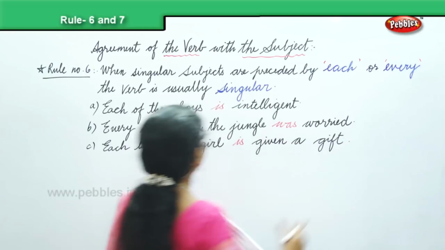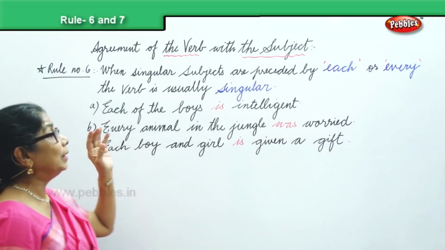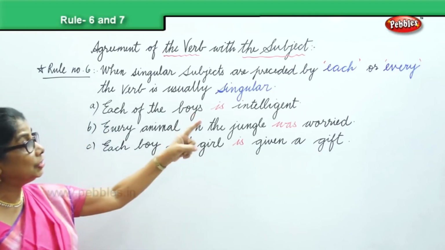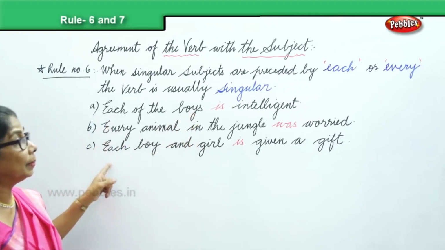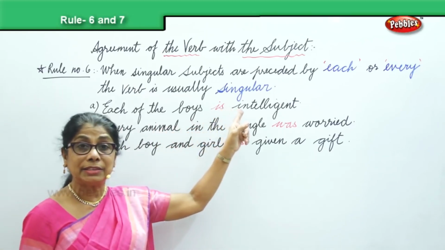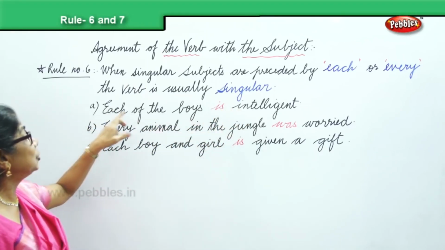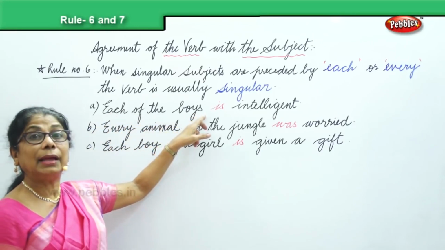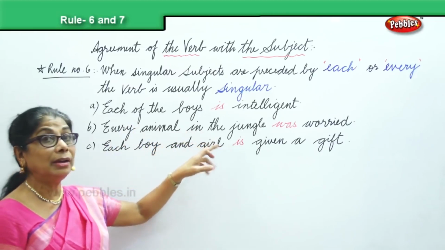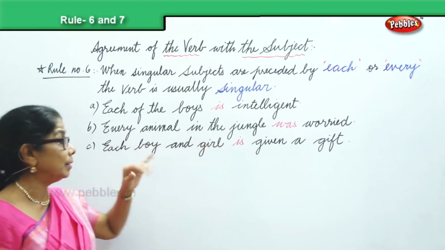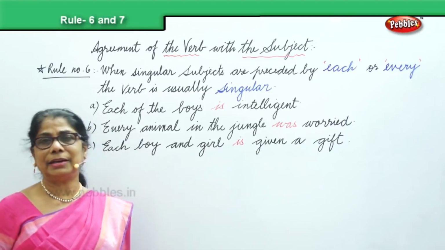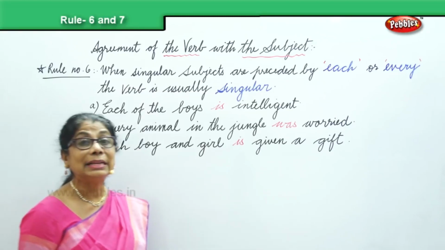Let's look at rule number 6 we have here. When singular subjects are preceded by each or every, then the verb is always in the singular form. Each of the boys is intelligent. Every animal in the jungle was worried. Each boy and girl is given a gift. That is rule number 6.